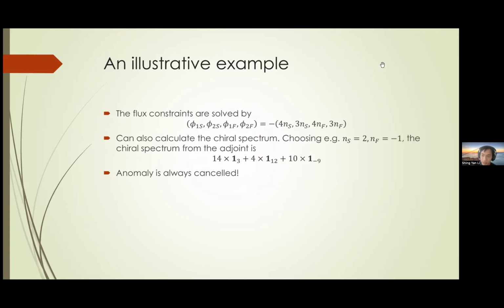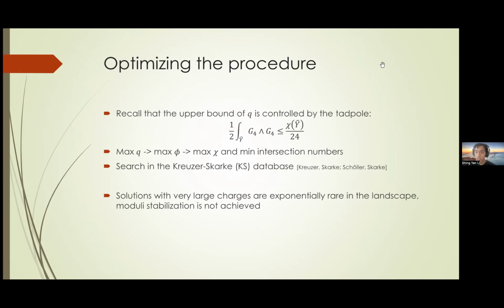There is some matter of charge 3, charge 12, and charge -9. And you can check that the anomaly is cancelled here. In fact, in our paper, we proved that no matter which flux you turn on, which direction of U1 you preserve, the anomaly will always cancel in this geometry. So now this is the idea of getting large charges. All the remaining we have to do is to optimize the procedure to get the largest charge possible.